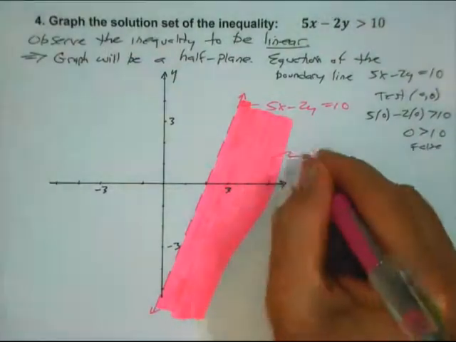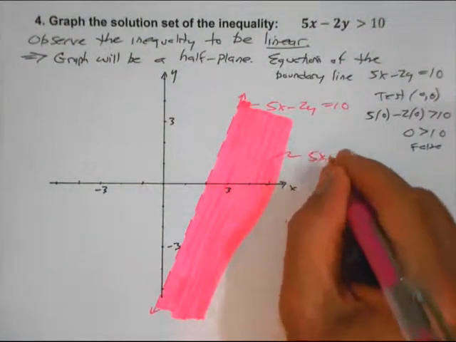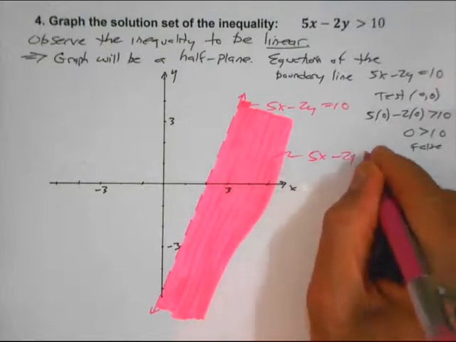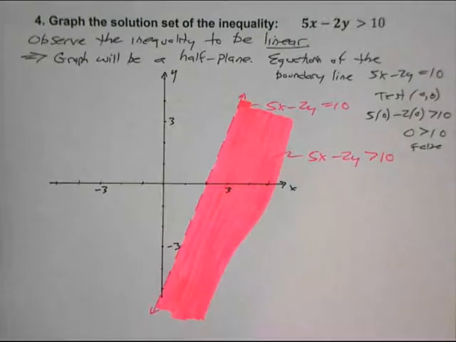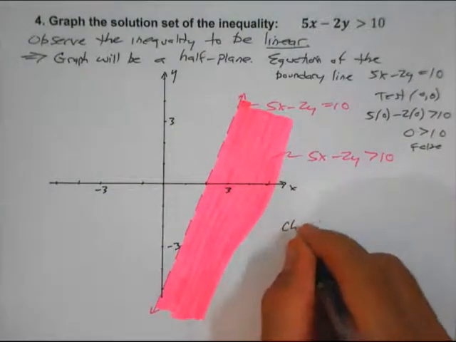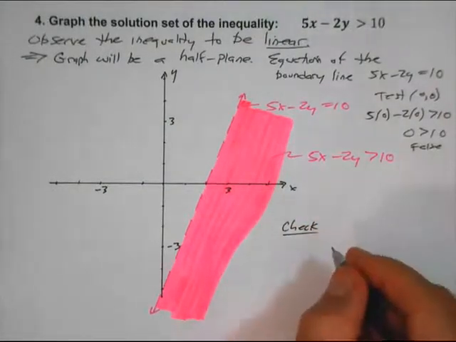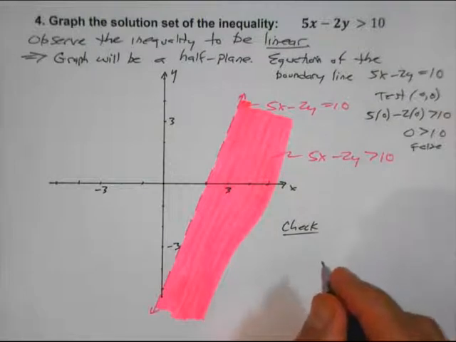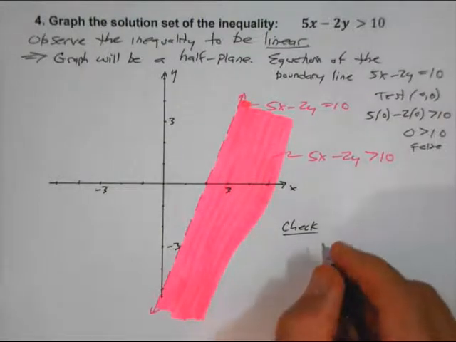And we label our solution set. Here we have 5x minus 2y greater than 10. Okay, now let's perform a check. Make sure we don't have any mistakes here. This is not a foolproof check, but at least it narrows down the chance of making a mistake considerably.